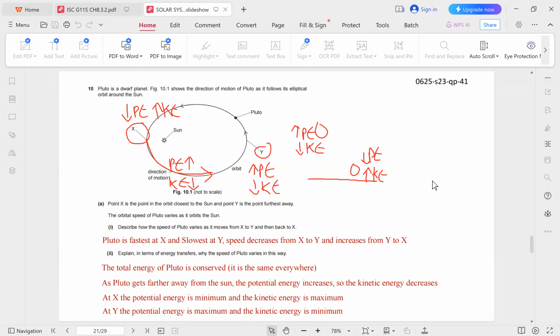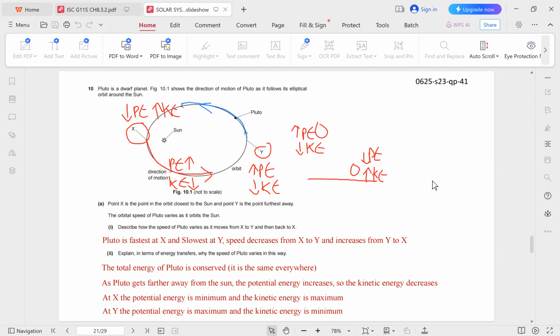And of course, if we're going back from Y to X, from Y to X would be this path here, we are getting closer to the sun. And since we're getting closer to the sun, we will do the opposite. We'll say that the speed increases because the kinetic energy increases, similar to the ball that is getting closer to the ground. Explain in terms of energy transfers why the speed of Pluto varies in this way.